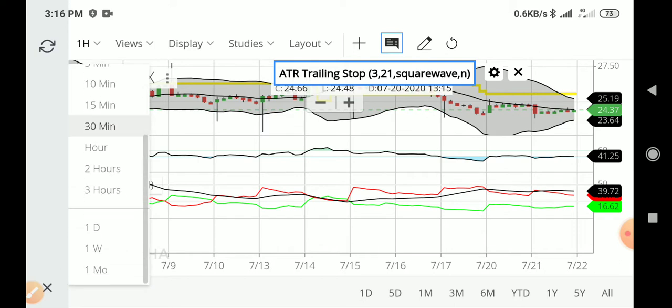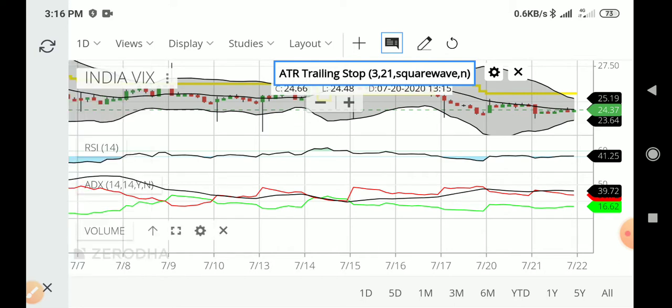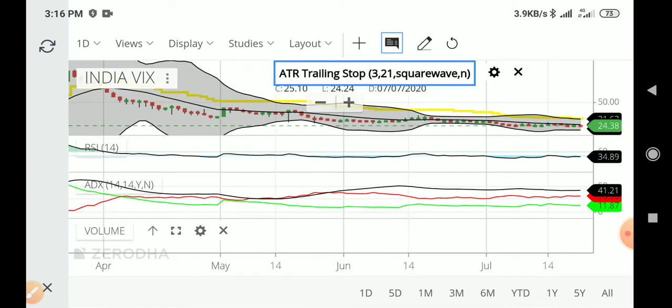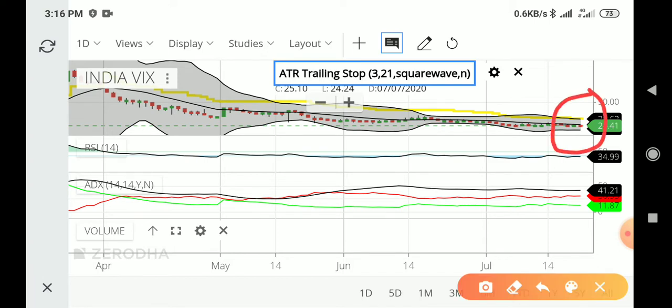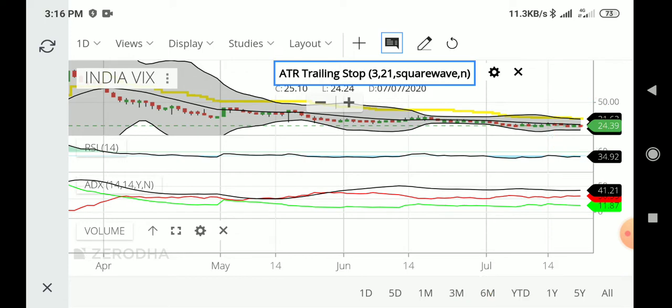In the day chart we will see. In the day chart also it's the same situation. See, the ATR trailing stop loss is above the price, and in ADX also the red line is above the green line. RSI is 34, that means negative mode. So now the position of India VIX is in decreasing mode. So it's better to create a credit spread.